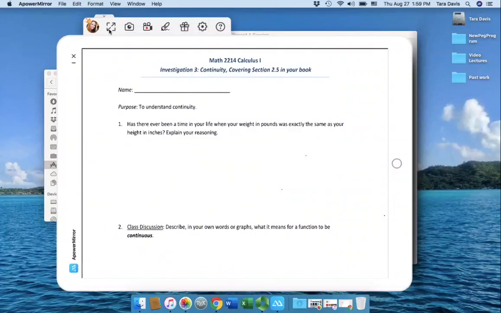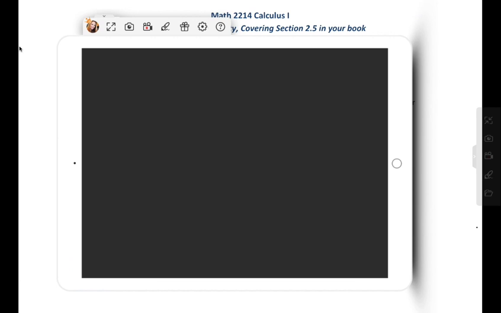Hey guys, so this is the video for Investigation 3, which covers the concept of continuity. And this is in section 2.5 in the textbook.